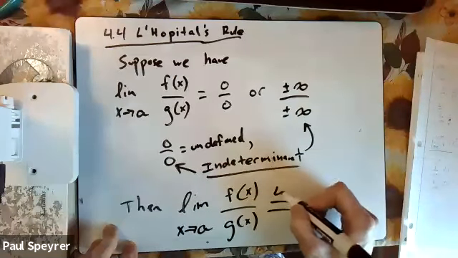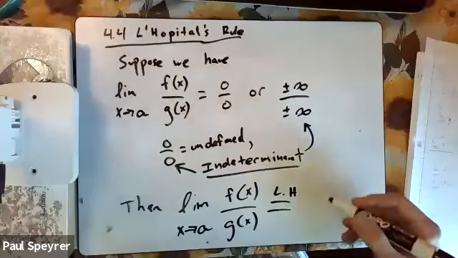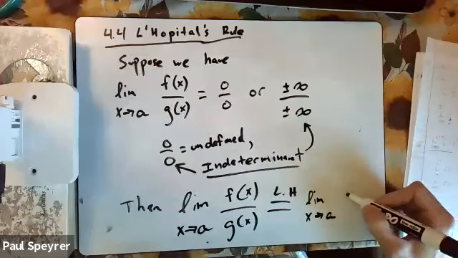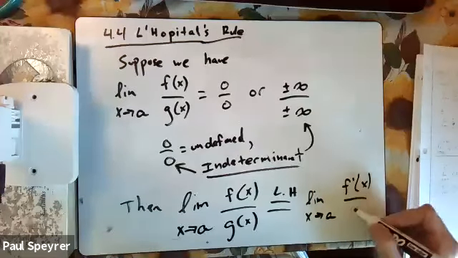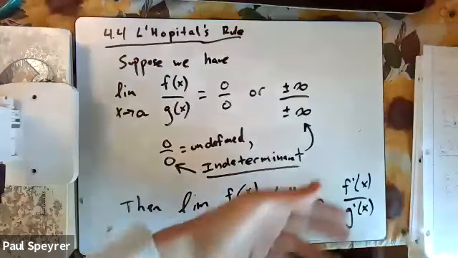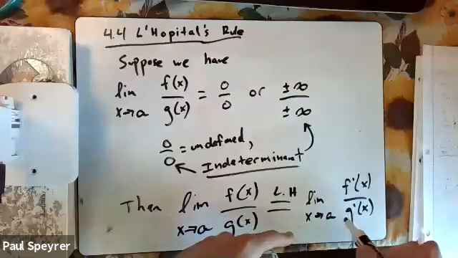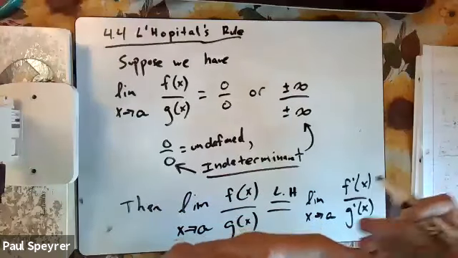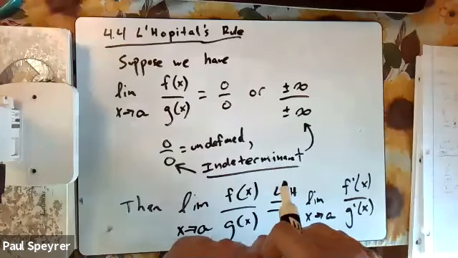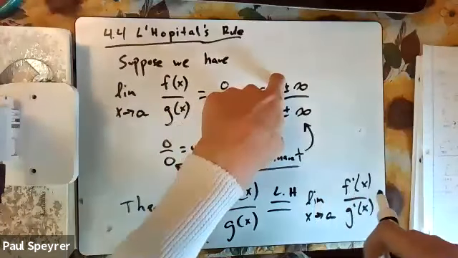So what is that? Now, when you do it, you put equals LH, that just signifies you're using L'Hôpital's rule. And it basically becomes the limit as x approaches a of f prime of x over g prime of x. So what you're basically doing is you're taking the derivative of the top, and then you're taking the derivative of the bottom, and then you're reanalyzing the limit again. And sometimes you can do L'Hôpital's rule multiple times. Again, what determines whether or not you can use L'Hôpital's rule is if when you plug in the value you're going to, you get 0 over 0 or infinity over infinity.